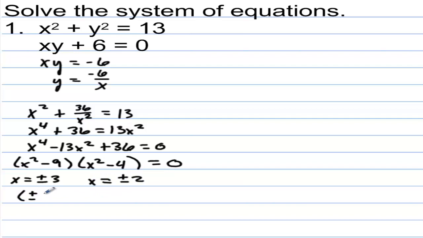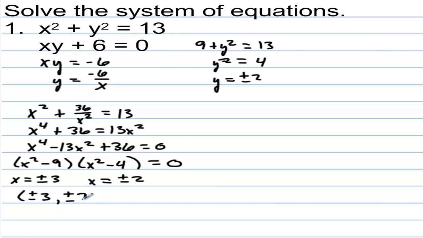When we plug 3 in to, let's say, the first equation, we have 9 plus y squared is equal to 13. And we'll get the same thing regardless if we plug in a positive 3 or a negative 3. Y squared is equal to 4. So y is equal to plus or minus 2 when we enter in both plus 3 and negative 3. So we have plus or minus 2.